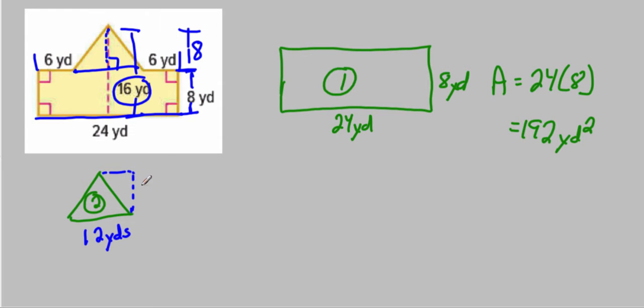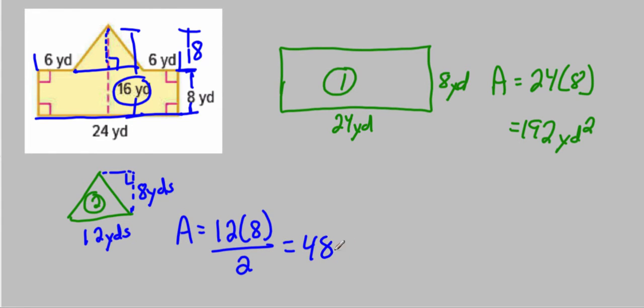So I can draw that in over here. My height is going to be 8 yards. For some of you, that's going to be easier to find. For others of us, that'll be a little bit of a struggle to find those measurements, but that's okay. To find area for a triangle, I just do base times height, but don't forget that divide by 2. 12 times 8 is 96, divided by 2 is 48. We're dealing in yards, so it's going to be yards squared.